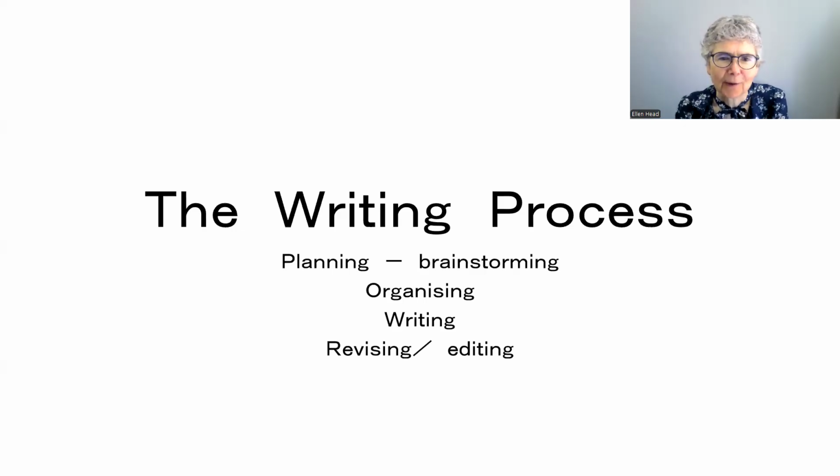Hello, in this video, I'm going to talk about the writing process and how to narrow the topic when you're writing an academic essay. So here's an overview of the writing process. Most people agree that the writing process includes stages like planning, organizing, writing, and revising. And if you are writing a research paper, probably you will do some research both at the beginning and in the revising stage.